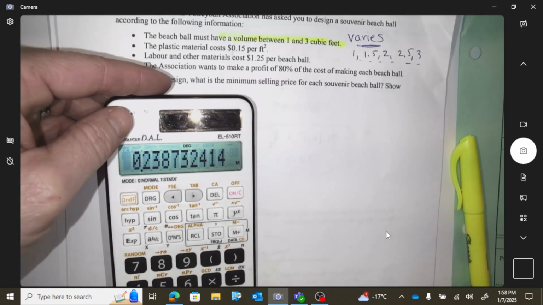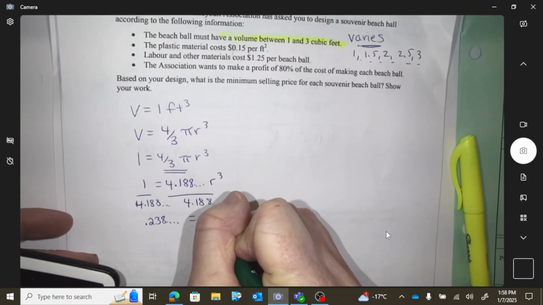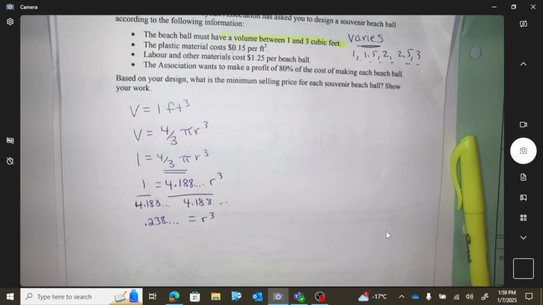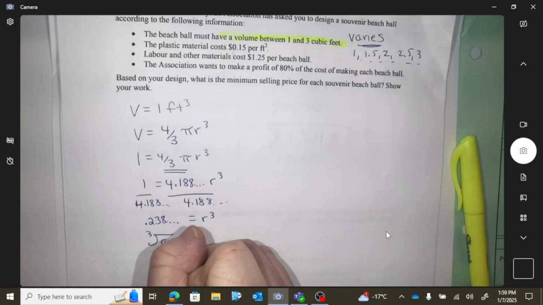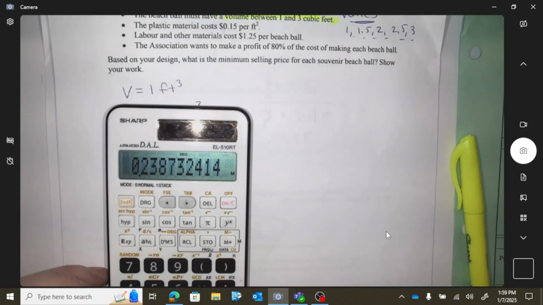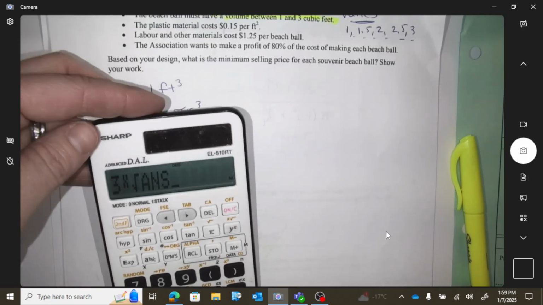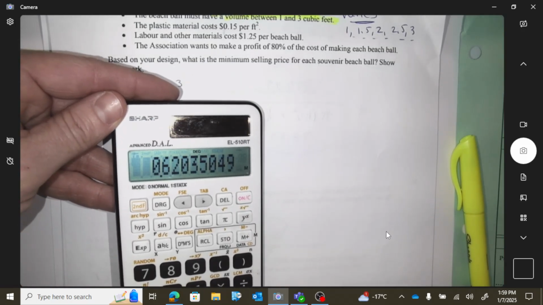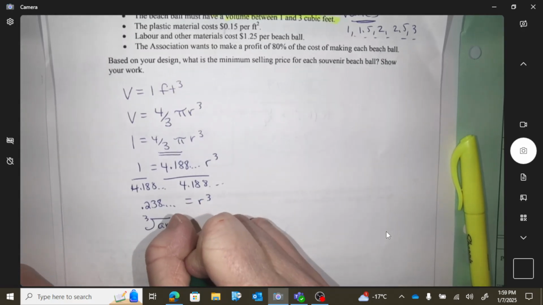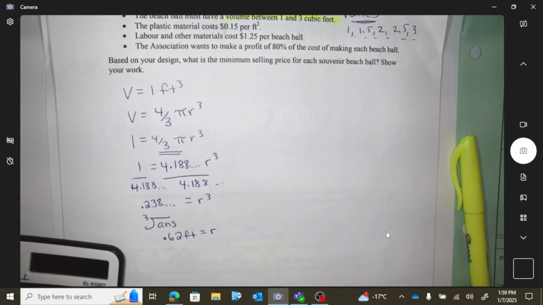So 0.24, but I'm going to keep that in my calculator. Okay, and now I'm going to cube root that value. Cube root. So I'm going to push 3 root of that answer, and I get 0.62 feet would equal that radius.